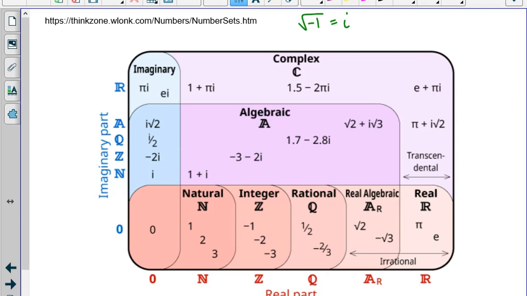Notice that there are some irrational numbers over here, but you can also have irrational imaginaries and other things like that over here. So this picture kind of encompasses everything, and it's probably more complicated than most of you want to get into. But this picture can kind of help you visualize what the number sets look like.